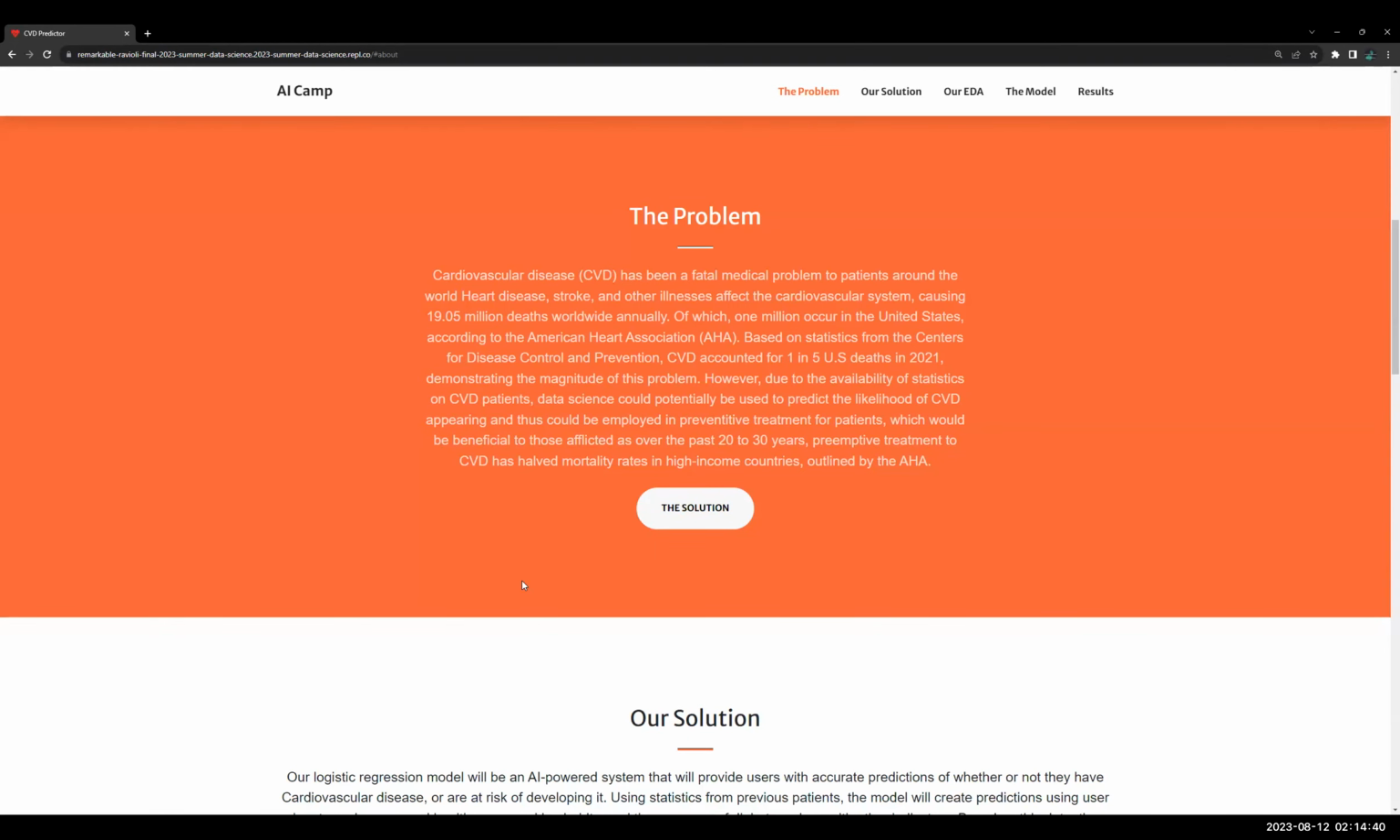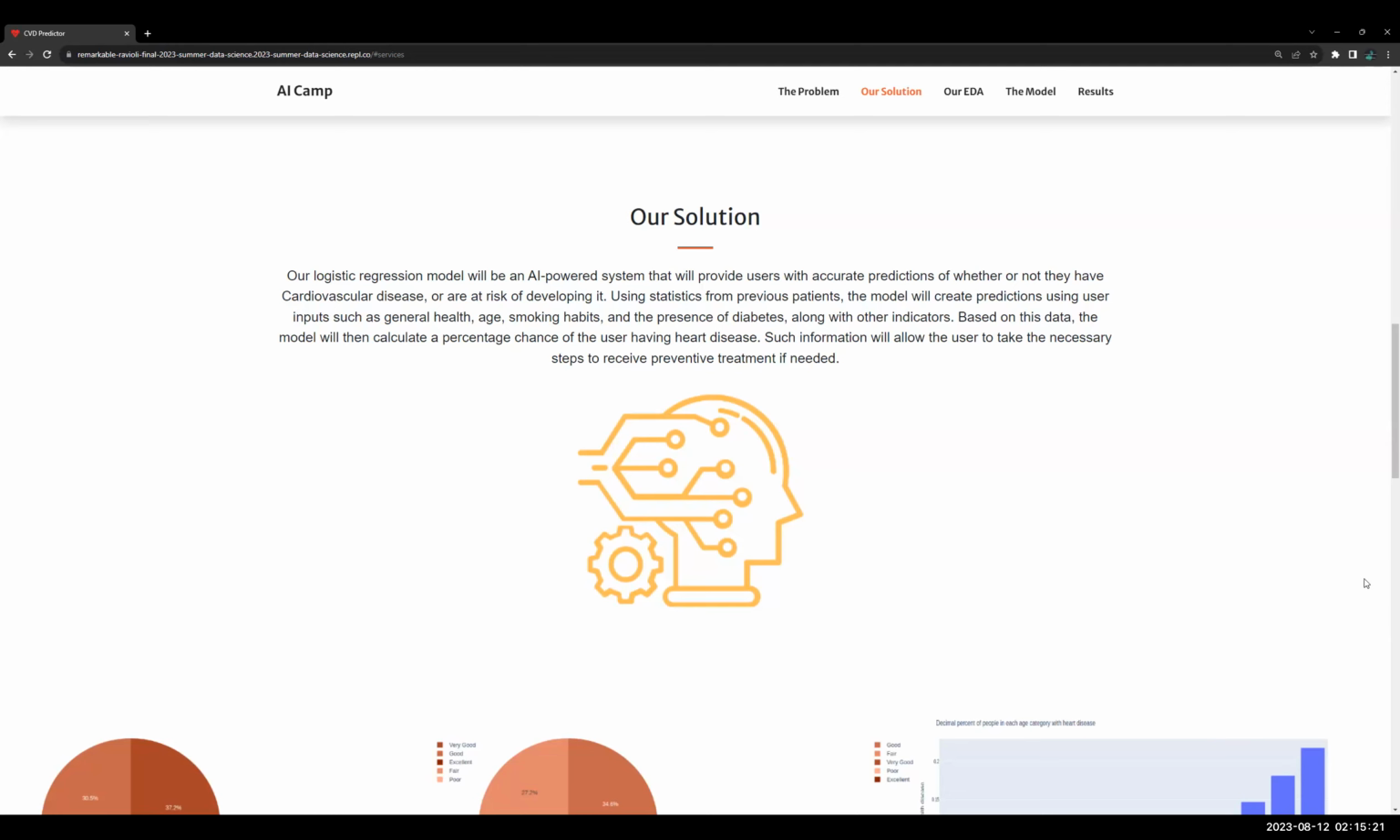Thanks, Aarav. My name is Veeraz, and I'm going to start talking about our solution. Basically, our logistic regression model will predict the chance of a user developing cardiovascular disease through statistics from previous patterns. This data includes their general health, their age, their smoking habits, and the presence of other diseases. As Aarav said, this model will show users if they are at risk, allowing them to potentially receive preventive treatment, which can help save their lives. Now, Peter will go over some of our data.